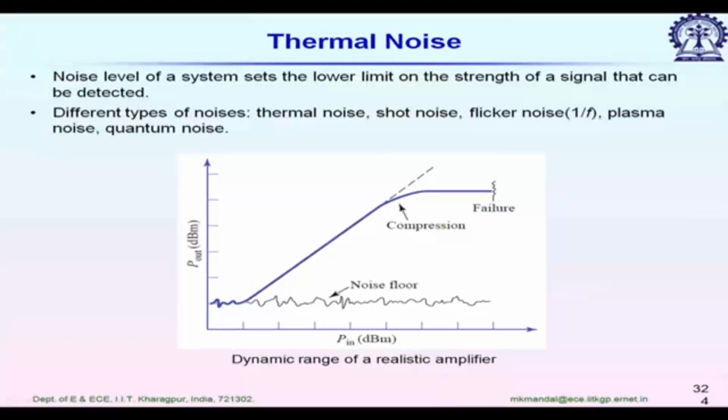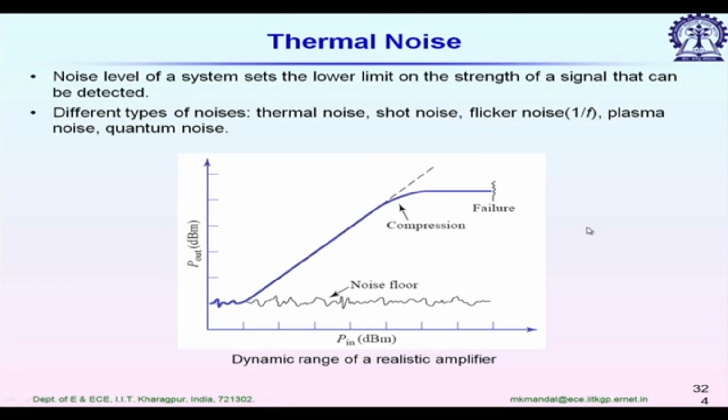which is already in use, and finally I will be introducing some different popular transceiver architectures used at millimeter wave frequencies. So let's start with the noise, its concept, from where it comes and what is the effect at millimeter wave frequencies. For any given system, the noise level sets the lower limit on the strength of a signal that can be detected.